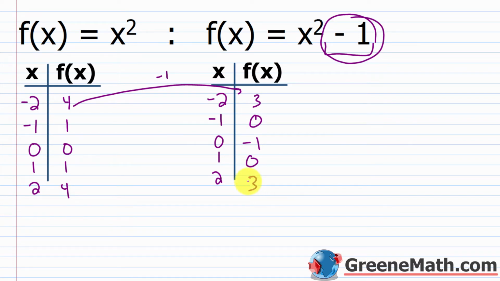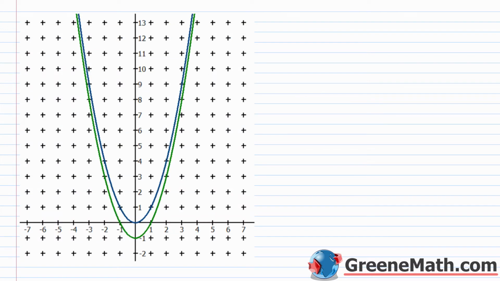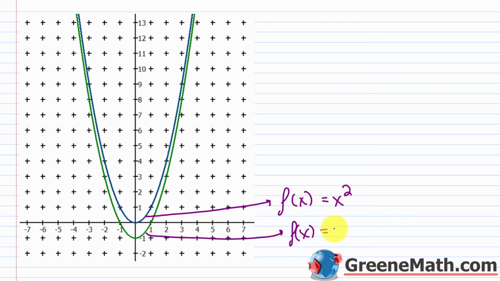So for the same x value, the y value is 1 less. So this is a vertical shift of 1 unit down. And you can see that here. So again, this is the original. This is f of x is equal to x squared. And then this guy right here is your f of x is equal to x squared minus 1. It's a vertical shift down.